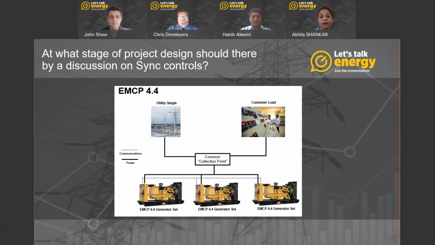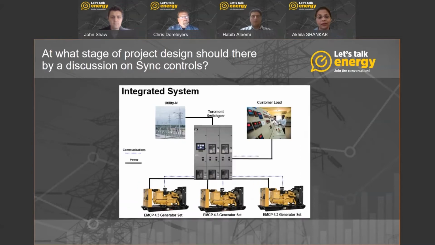The onboard paralleling controller is not suitable for systems with more than one utility feed, and it is also not suitable when there is a tiebreaker on the generator bus and the generators have to be synchronized across the tiebreaker. In that case, next slide, please, John. That's where the custom switchgear and paralleling control solution comes into the picture.